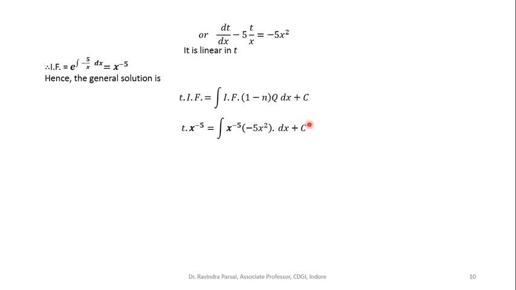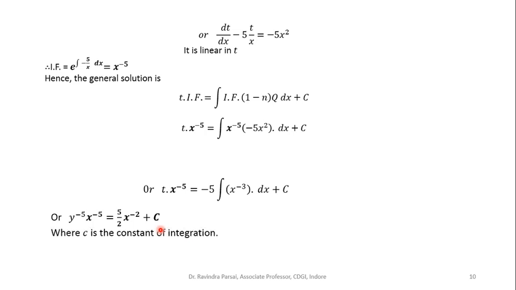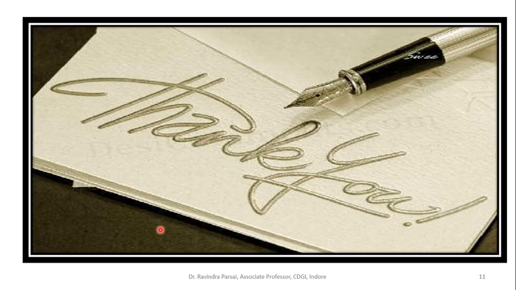Now, by combining these powers, you will get in the next step minus 5 x raised to minus 3 of dx. So now integrate this, x raised to minus 3. What will be its integration? Minus 2 upon, divide by minus 2. So minus minus becomes plus. So this gives you the general solution: putting the value of t, we are also substituting, x raised to minus 5 y raised to minus 5 equals 5 by 2 x raised to minus 2 plus c, where c is the constant of integration. Thank you very much.